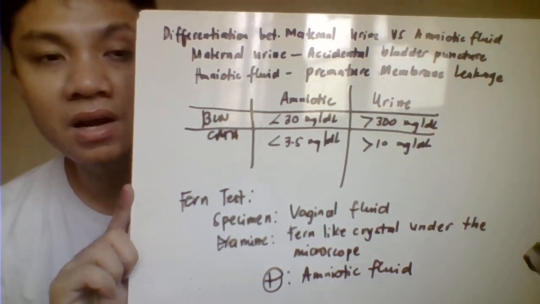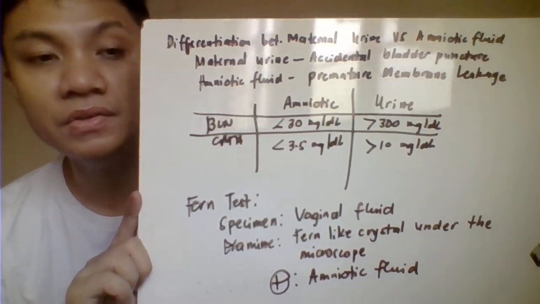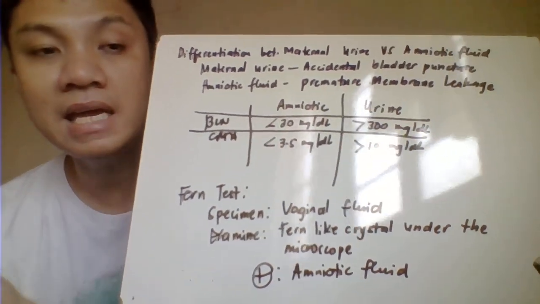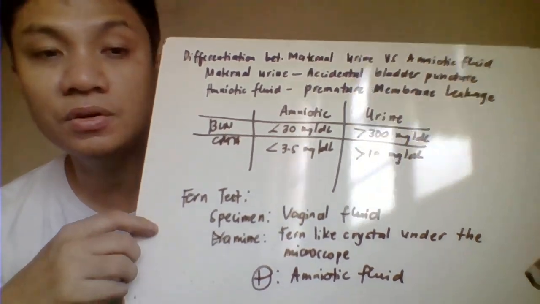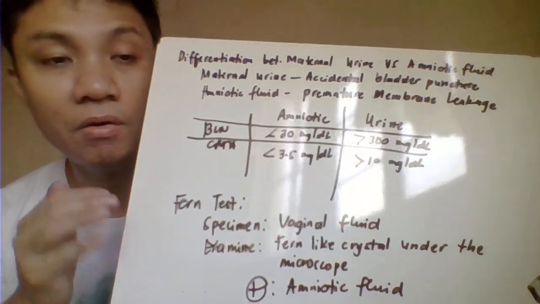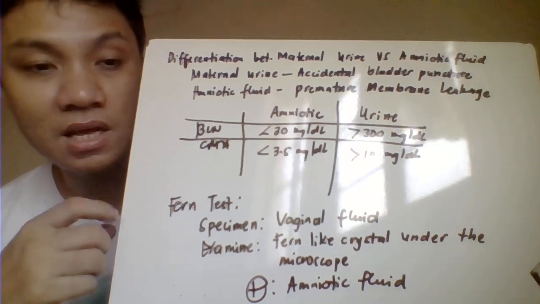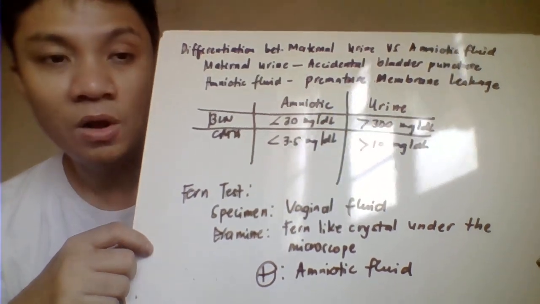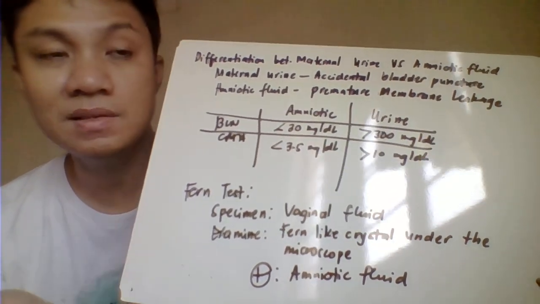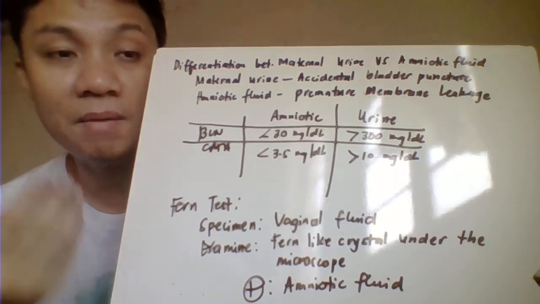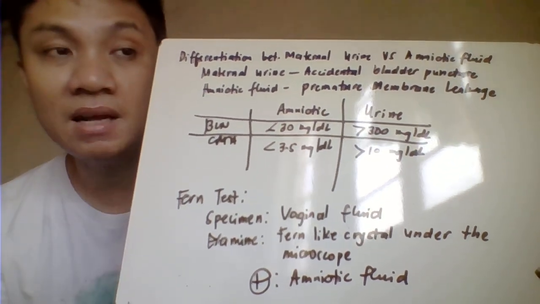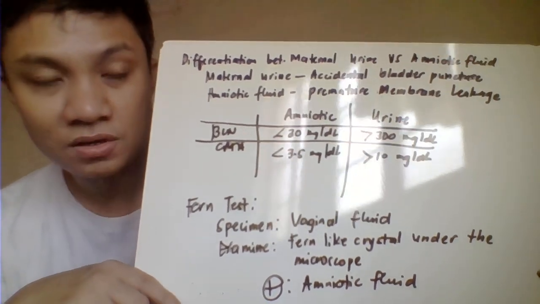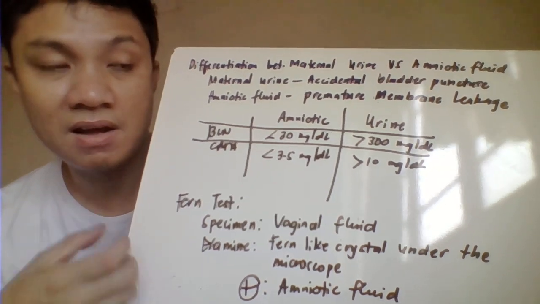Okay, another one, we have here the differentiation between maternal urine versus your amniotic fluid. In a case like, for example, there's a fluid leaking, coming out in the mother, so you don't know if that one is a urine of the mother or amniotic fluid, then you need to differentiate that one. Kung urine yan, it might be because of accidental bladder puncture when you're having the paracentesis. It's the procedure where you try to collect your amniotic fluid. Or it might be amniotic fluid because of the premature membrane damage in the amniotic sac of the mother.